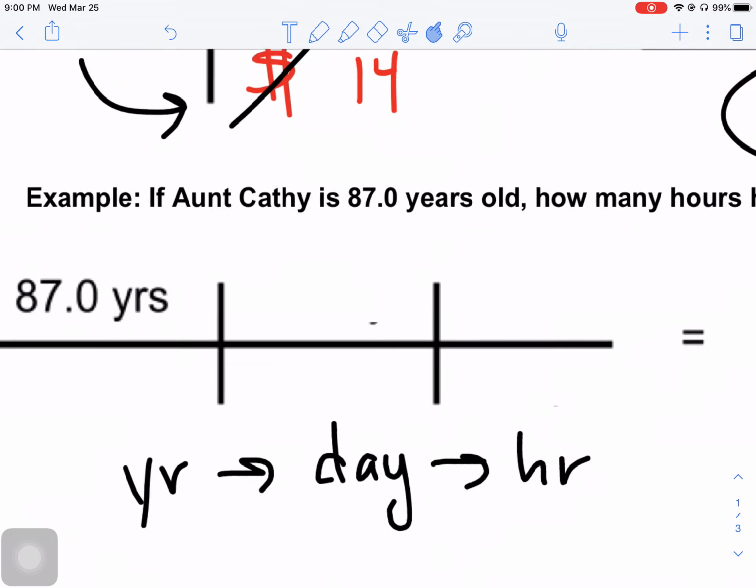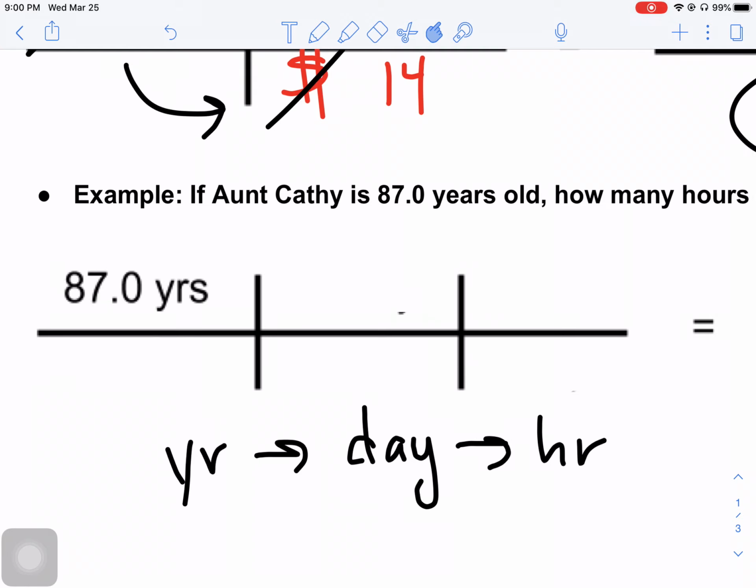Okay? All right, so step 1 is I want to cancel out the years, so I'm going to put years on the bottom. And I want to convert to days, so I'm going to put days on top.